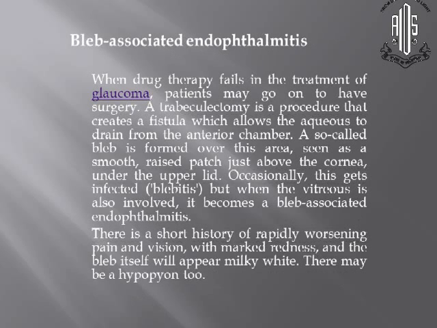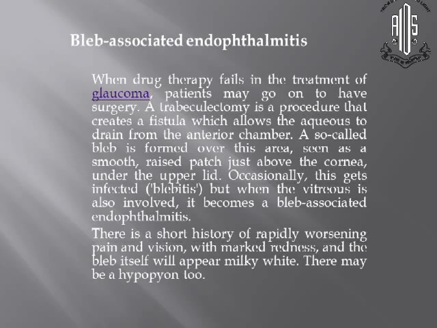Bleb-associated endophthalmitis: when drug therapy fails, we go in for bleb surgery or trab surgery. A trabeculectomy is a procedure that creates a fistula which allows aqueous to drain from the anterior chamber. A so-called bleb is formed over this area, seen as a smooth raised patch just above the cornea. Occasionally, this may get infected, when we call it blebitis, but when the vitreous is also involved, then we call it bleb-associated endophthalmitis.